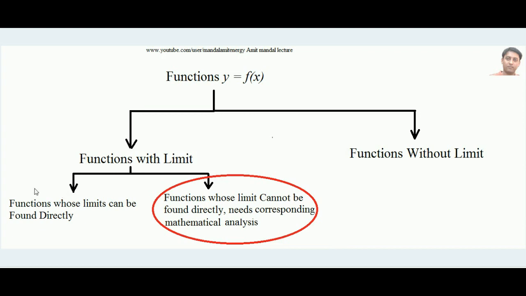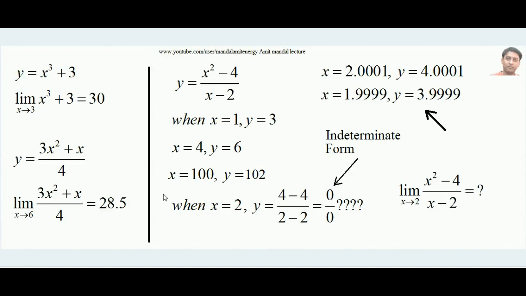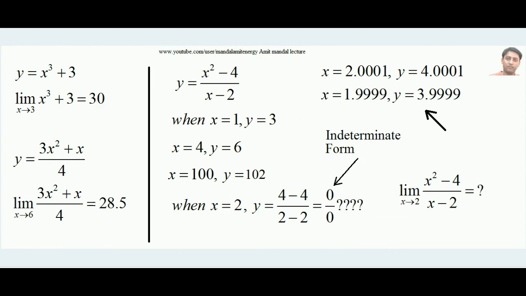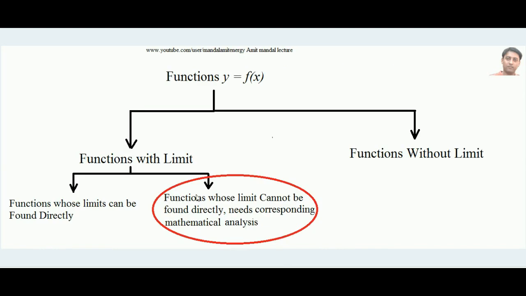Those are the functions whose limit can be found directly. I already told you the examples. These are some simple functions in which just by keeping the value of x you get the limit. For example, y = x², limit x tends to 2, x² equals 4. But the functions whose limit cannot be found directly need corresponding mathematical analysis. I told you in which cases.